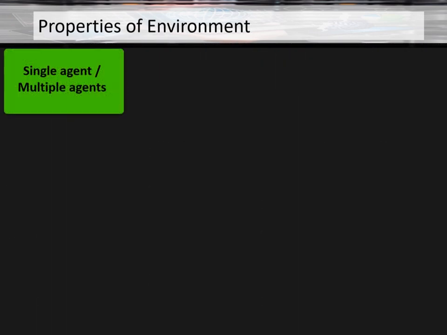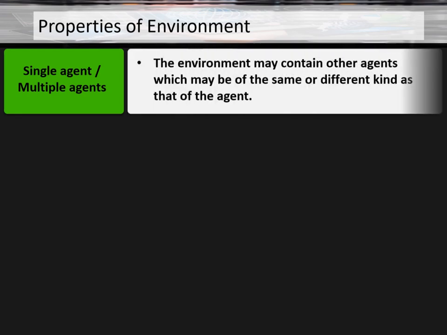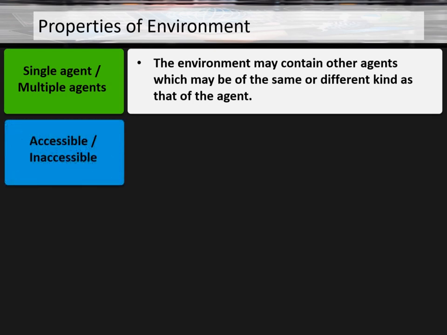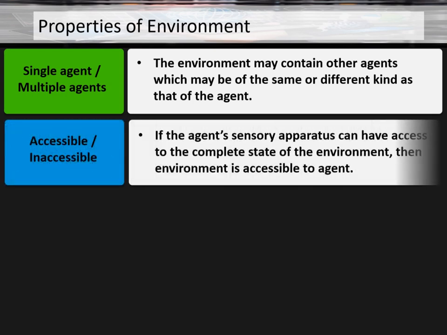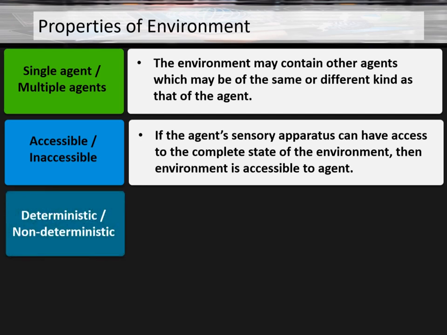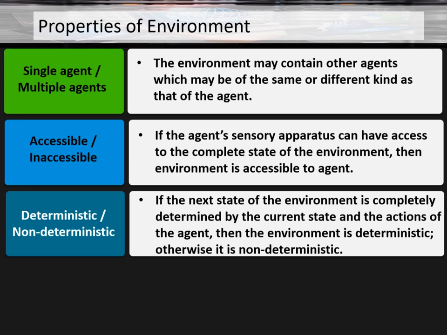Properties of environment. Single agent or multiple agents: the environment may contain other agents which may be of the same or different kind as that of the agent. Accessible or inaccessible: if the agent's sensory apparatus can have access to the complete state of the environment, then the environment is accessible to the agent. Deterministic or non-deterministic: if the next state of the environment is completely determined by the current state and the actions of the agent, then the environment is deterministic, otherwise it's non-deterministic.